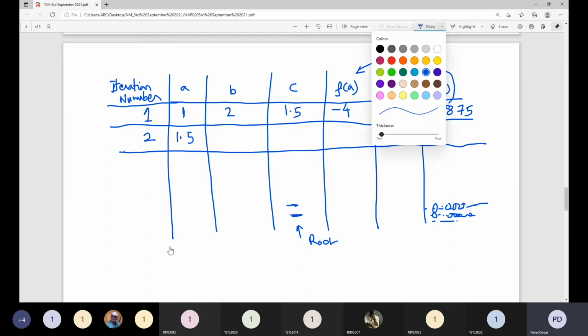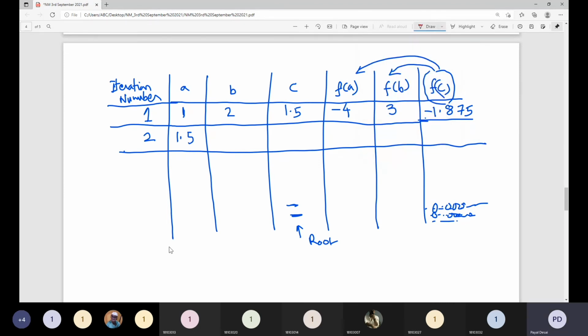So this you have to keep on checking. It's pretty simple, I think, pretty easy. 1.5, and what value of B? It is as it is. And then find out the next value of C. So (2 plus 1.5) by 2. So, understood, it is very logical. You have to compare FA and FC first. Then you compare FB and FC, if they don't have opposite signs.